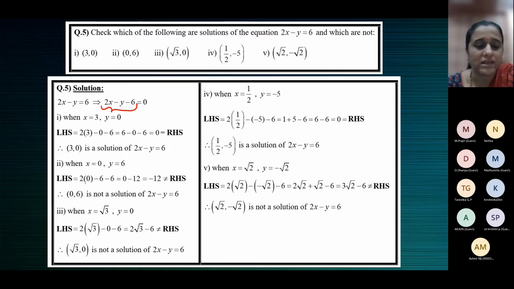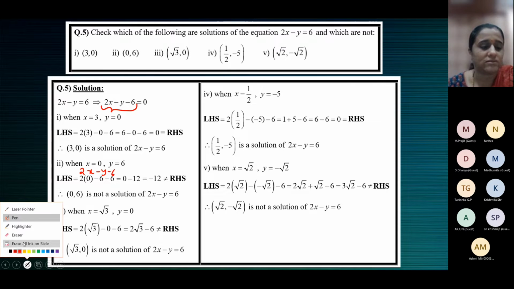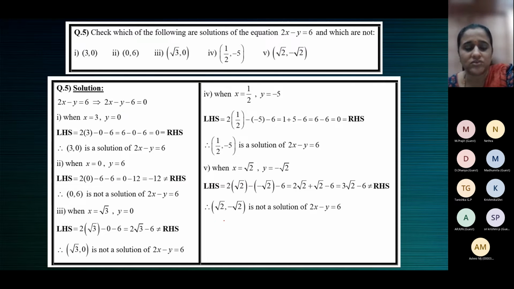So here, when you take the LHS, this is 2x minus y minus 6. You can see x is 0, y is minus 6. When you work this, what do you get? 0 minus 12, which is minus 12. And that's not the RHS. RHS is 0. You write it one below the other, maybe you will understand better.